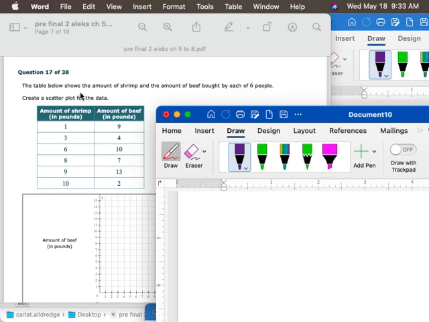The table below shows the amount of shrimp I would have stabbed myself, and the amount of... is it bleeding? I'm sorry. Okay, the table below shows the amount of shrimp and the amount of beef. It might have been rusty because you have disease.